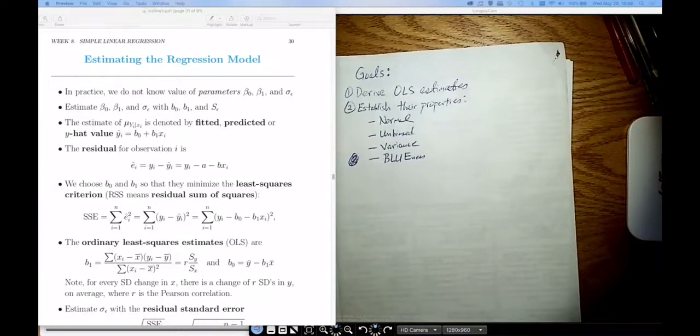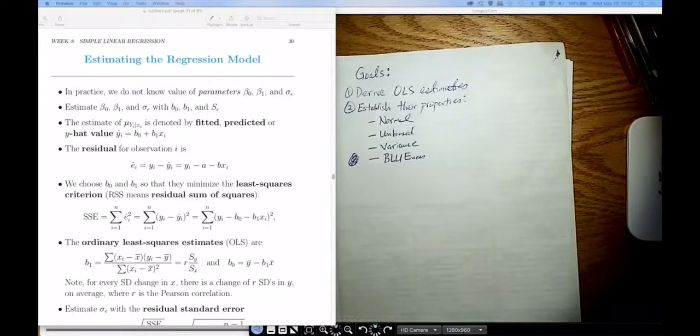Another preface remark about this video is that there's another video on my website that does all of this for multiple linear regression. Multiple linear regression is where you have more than one predictor. Simple linear regression is where you have only one predictor. The algebra is much simpler for multiple regression than for simple linear regression. But since we're not covering multiple regression in this class, I feel obligated to take us through these main properties in the case of simple linear regression.